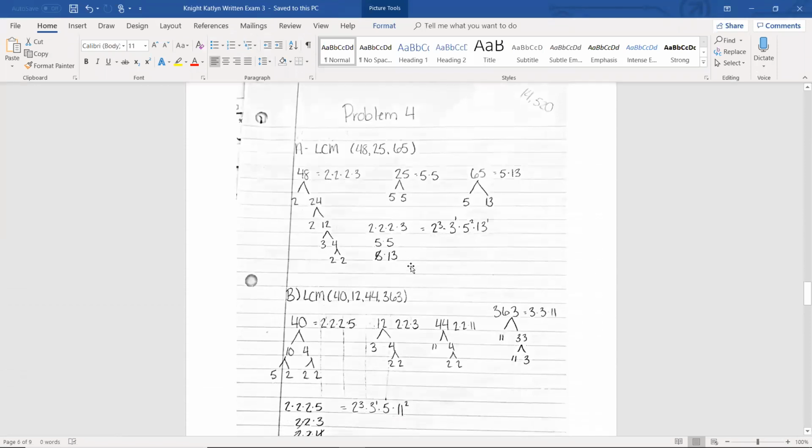And so I did 48, 25, and 65. For 48, I did 2 and 24, and then 2 and 12, and 3 and 4, because 24 is not a prime number, so we'd have to break it down more. 12 is not a prime number, so we'd have to break it down more. 4 is not a prime number, so we'd have to break it down more. And so that gives us 2, 2, 2, 2, and 3, and I've written that down right here. 25 would be 5 and 5. 65 would be 5 and 13.